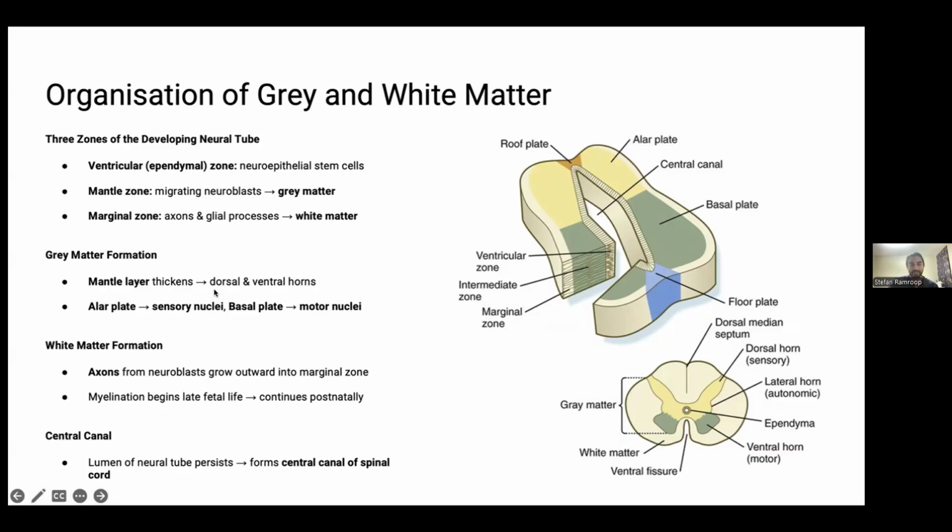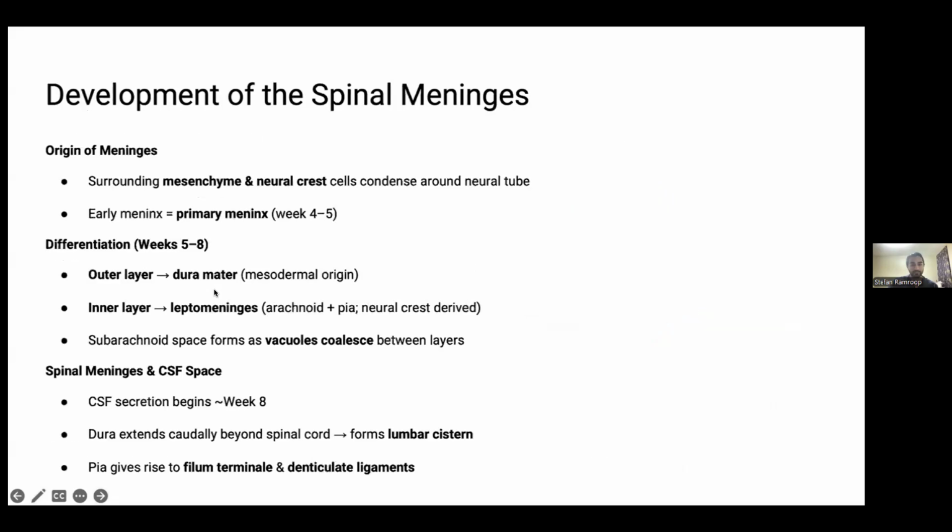Myelination begins late in fetal life and it continues into infancy. That's also why neonatal reflexes and motor control mature gradually after birth. And the original lumen of the neural tube remains as the central canal, and that maintains continuity with the brain's ventricular system.